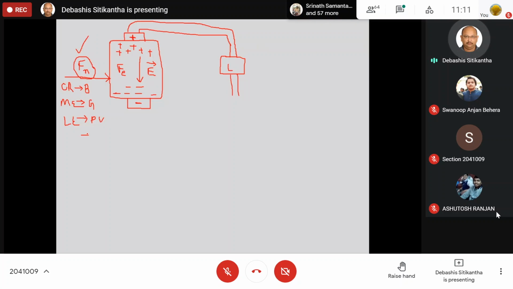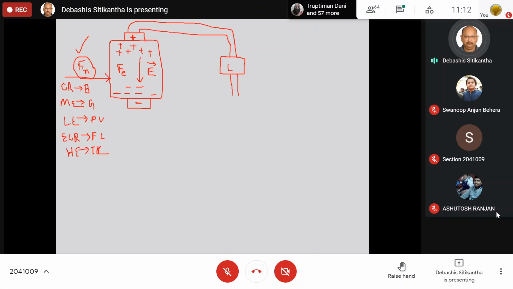Similarly, if I am having a fuel cell, then in this case also some electrochemical reaction is taking place, which is producing this external force Fn. And again, if I am having, let us say, a thermocouple, it is the heat energy which is going to do the work and create this force Fn in order to separate the positive and negative charges. So I hope everybody has understood how this Fn is created.